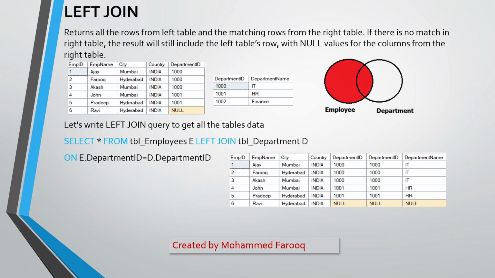So the query is select star from employee E left join department D on E dot department ID is equal to D dot department ID. So if you look into the result, it displayed all the data from the left table, and if there is no match in the right table, it still displays the data with null values. So the thing to remember is that left join performs first inner join and then gets the result from the left table which is not present in the right table.